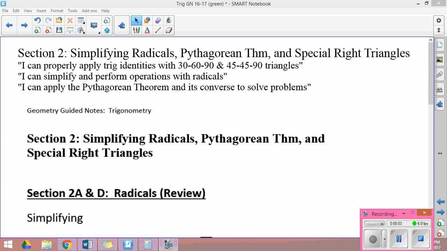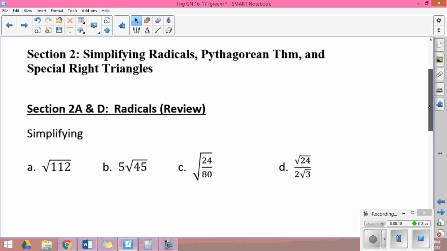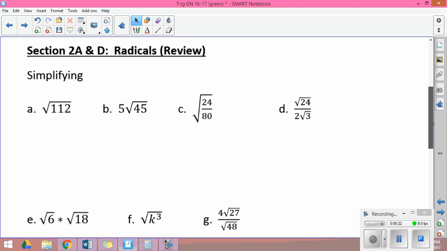As we continue our work with trig ideas, we're going to go back and do some review about radicals. We're going to review the Pythagorean theorem, and then we're going to talk about special right triangles in this section. So the first part of this is just reviewing the radical operations and simplifying that we did at the beginning of the quarter in our expressions unit.